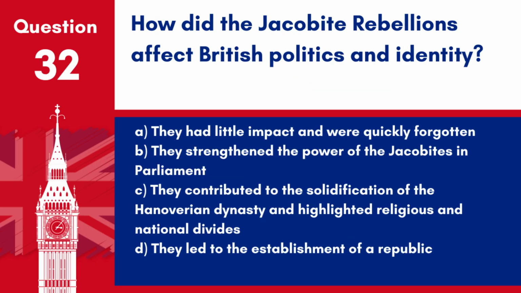Question 32. How did the Jacobite Rebellions affect British politics and identity? A. They had little impact and were quickly forgotten. B. They strengthened the power of the Jacobites in Parliament. C. They contributed to the solidification of the Hanoverian dynasty and highlighted religious and national divides. D. They led to the establishment of a republic.